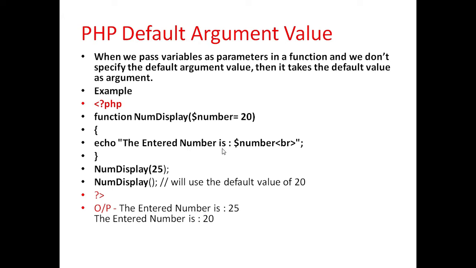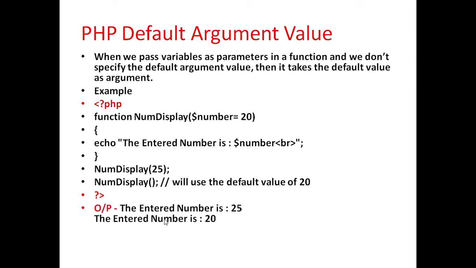When we execute the function and if we pass the value 25 to the function parameter, it will print the entered number is 25. And if we don't pass any value to the function, it will display the entered number is 20, which is the default value given to the number.